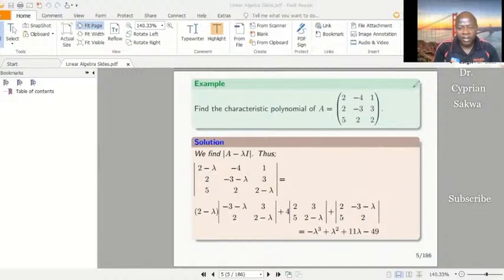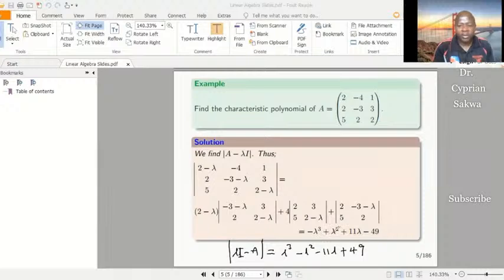Now, just as I said earlier, we could have another method, and I had already said it will be lambda I minus A. So if you do this, what you will get is the same as multiplying the whole of this by negative, which will give you an answer that is negative of this. So it will give you positive lambda cubed minus lambda square minus 11 lambda plus 49. So for a 3 by 3 matrix, that is what you get. It will give you negative of this.